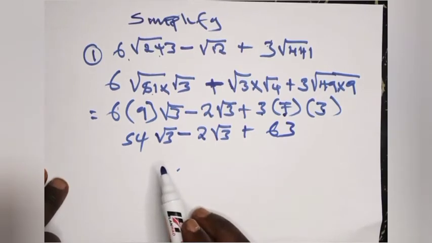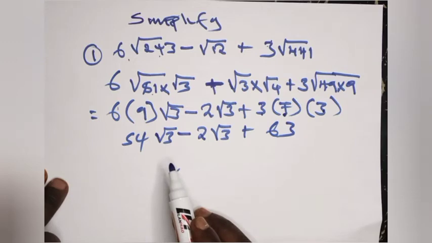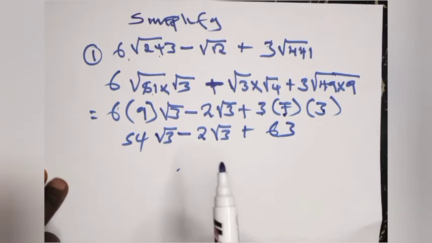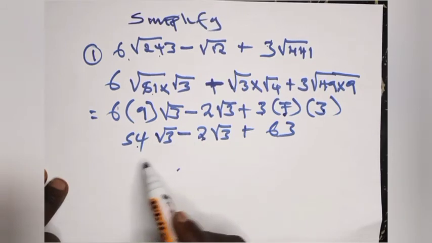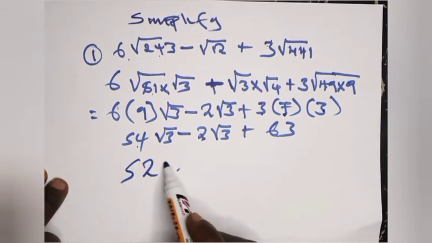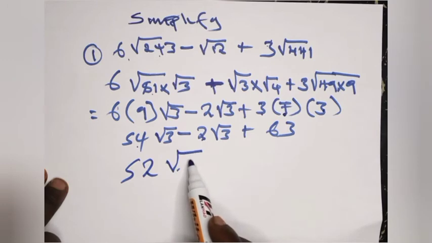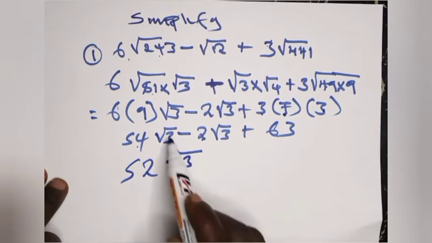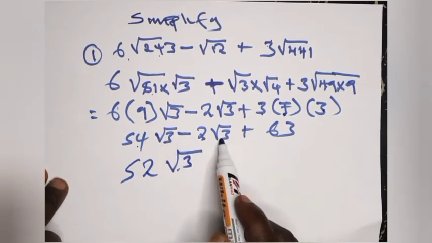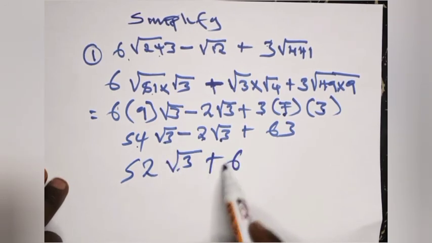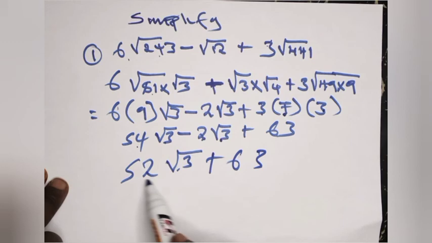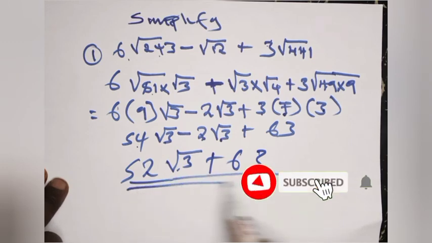Then 54 minus 2 is 52 square root of 3. Then we are going to get just one square root because all the square roots are in similar form. So 52 square root of 3 plus 63, that's the answer.